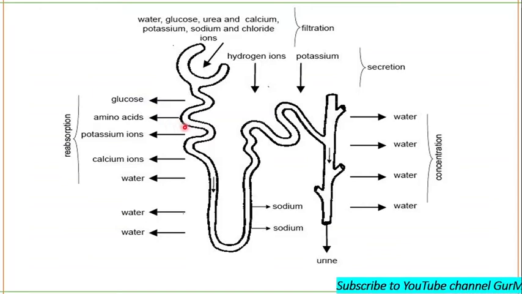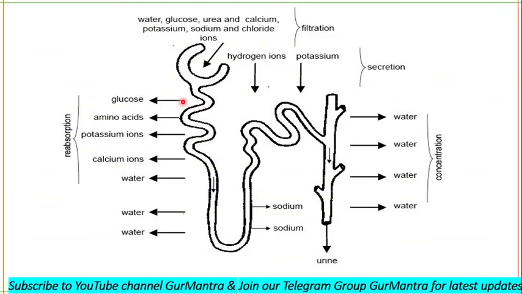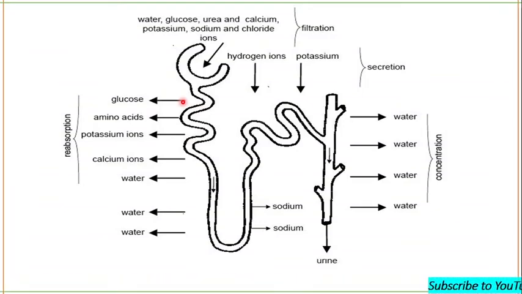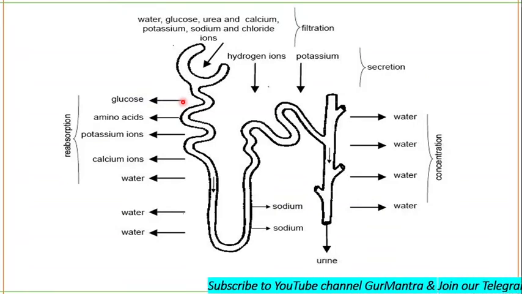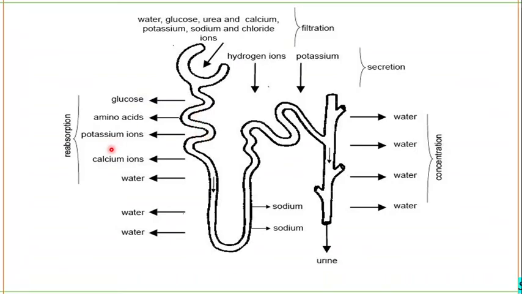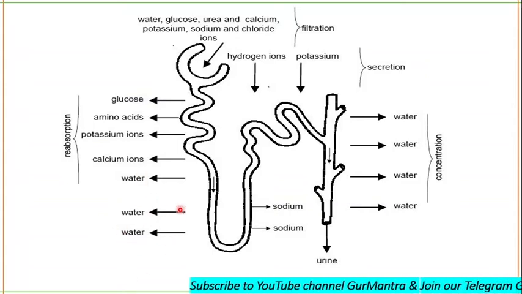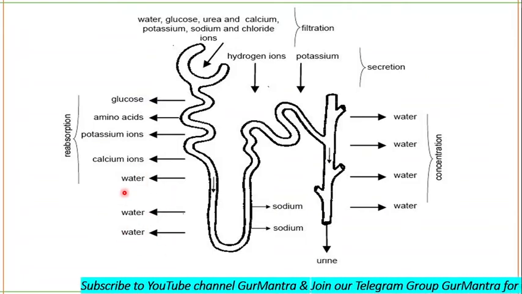Solute reabsorption in the proximal convoluted tubule will promote osmosis. You know, the more the concentration of solute, the more the osmotic pressure, and more osmotic pressure results in endosmosis. So water will be reabsorbed with solute. Okay, and this is termed obligatory water reabsorption.